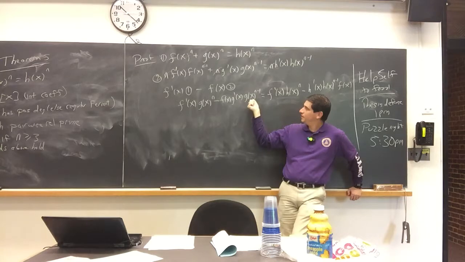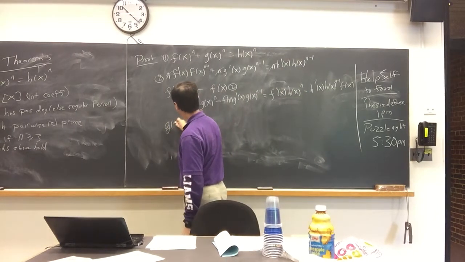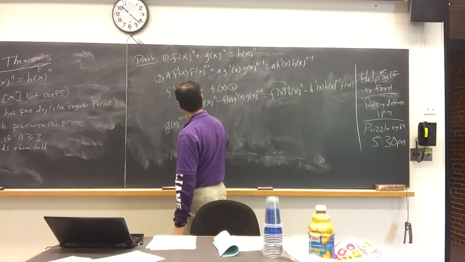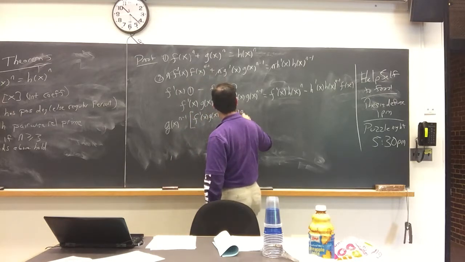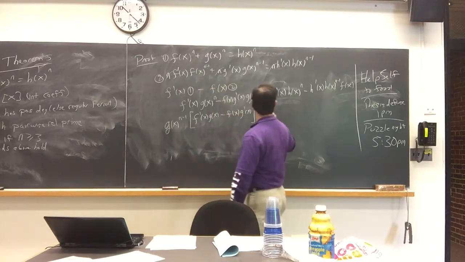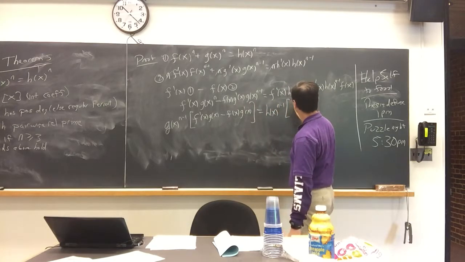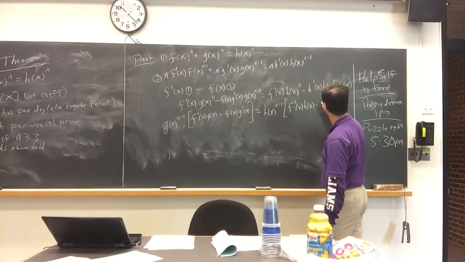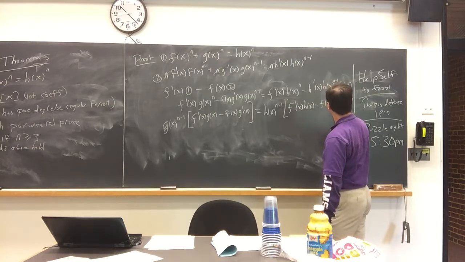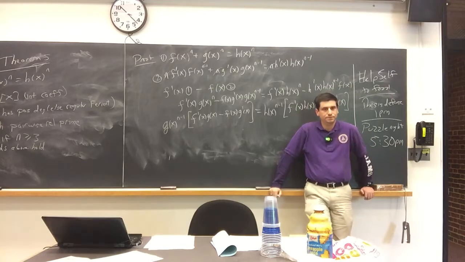Yeah, you could pull out a g of x to the n minus 1. And so over here, this is the same as g of x to the n minus 1, times f prime of x, g of x, minus f of x, g prime of x. And then on this side, I can pull out an h of x to the n minus 1, and I'll get f prime of x, h of x, minus f of x, h prime of x. So I have this nice expression to analyze.